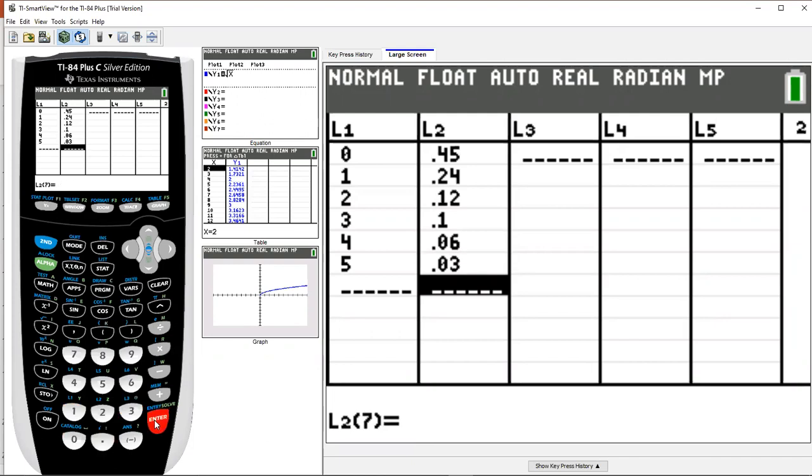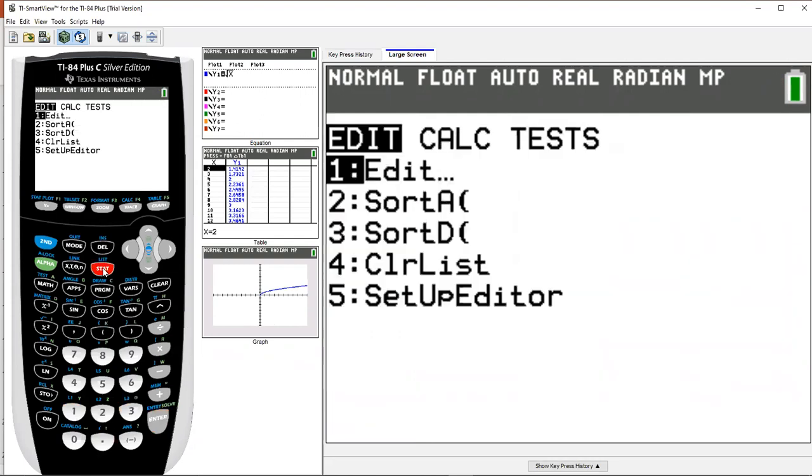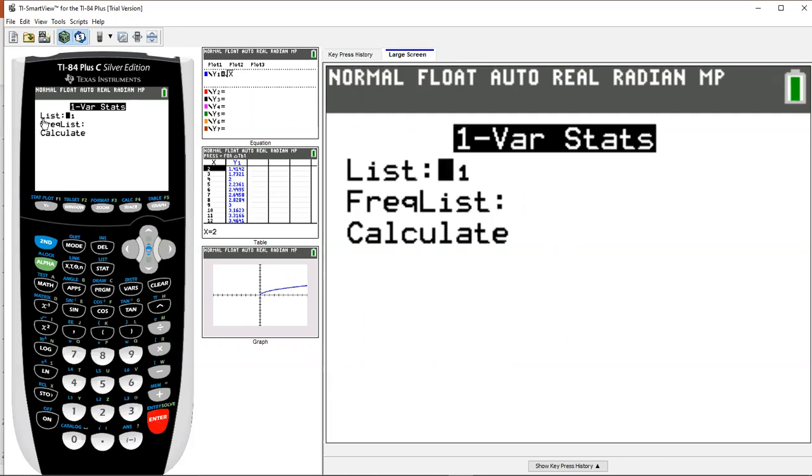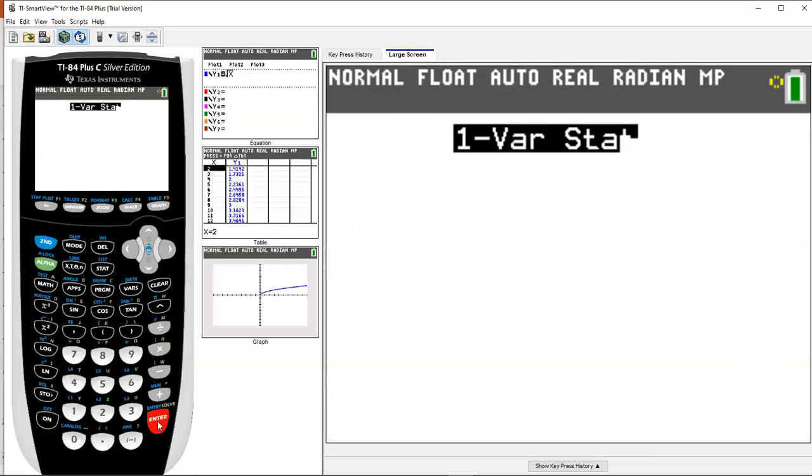All right, so now what we're going to do, we're going to go to Stat. We're going to go over to Calc and choose 1-Var Stats like we've done previously. Here we're going to do things a little bit differently. So we've got our list, which is L1. For the frequency list, we're going to call that L2. So you just do second 2 to get list number 2. So the probabilities are the frequencies, how often they're going to happen. So how often is he going to have that many wins? So then we do calculate.